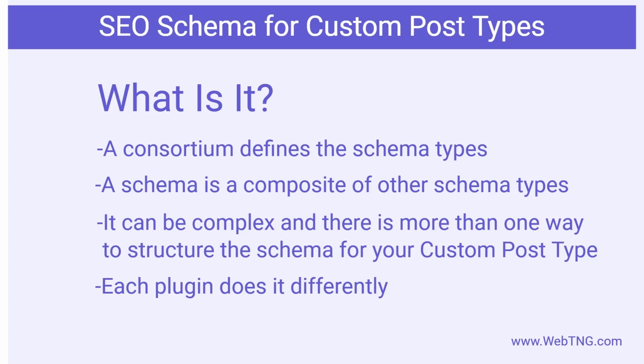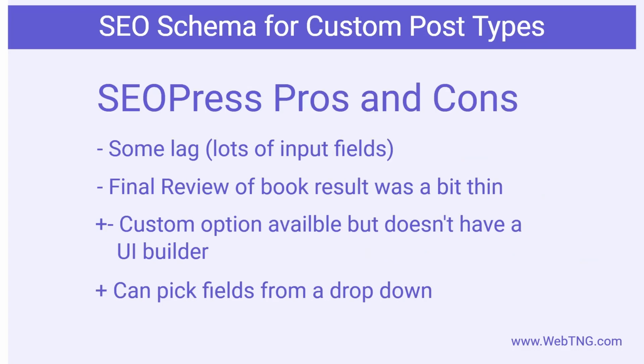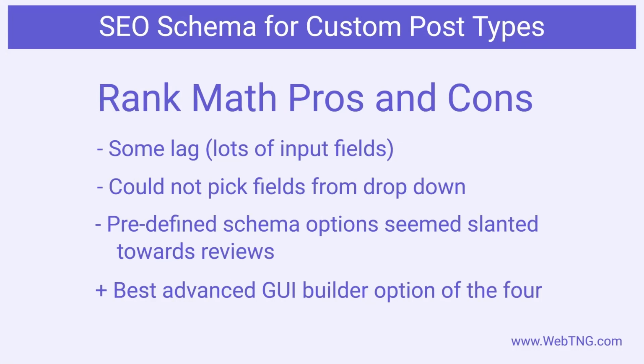Each plugin worked a bit differently. With SEOPress, you could pick fields from a drop-down, but if you needed to customize the schema, then you would need to create the JSON and add in dynamic variables. Rank Math had a pretty good editor, but it was a bit odd that all of the predefined schema types focused on adding a review section. I like the editor and the way it nested the types and properties. You were not able to pick fields from a drop-down, which was not as convenient, but you could customize the schema as you needed to.